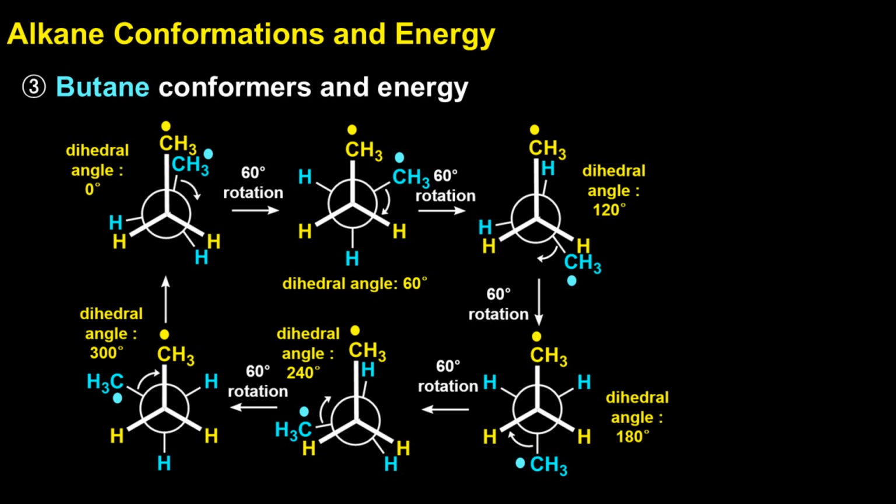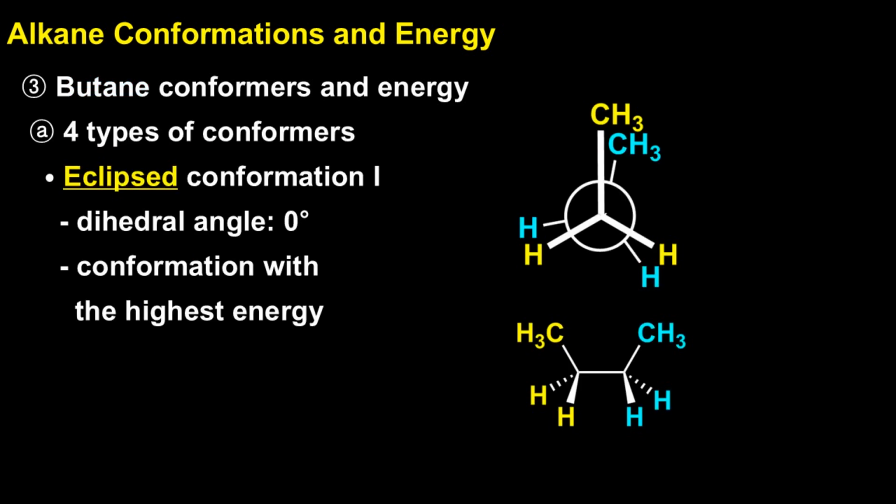Just like before, butane rotates around its central CC bond, cycling through staggered and eclipsed conformations every 60 degrees. But here's the twist. With two methyl groups, butane doesn't just have two conformations anymore. It actually has four distinct conformations: fully eclipsed, eclipsed, gauche, and anti. Butane has two types of eclipsed conformations and two types of staggered conformations, and each one has a different spatial arrangement. In the fully eclipsed conformation, at 0 degrees, the two methyl groups are lined up directly with each other.